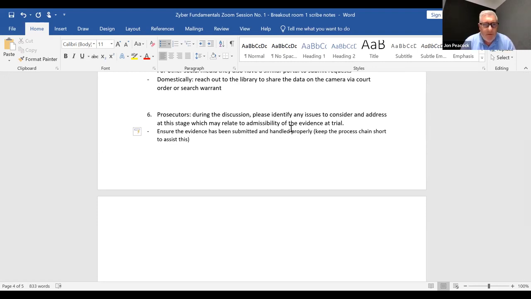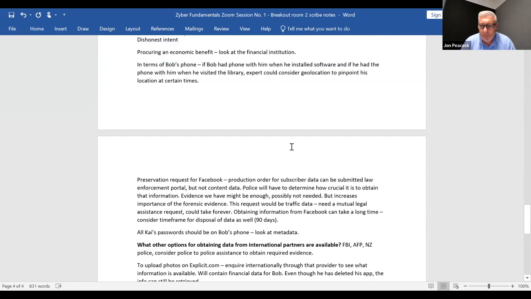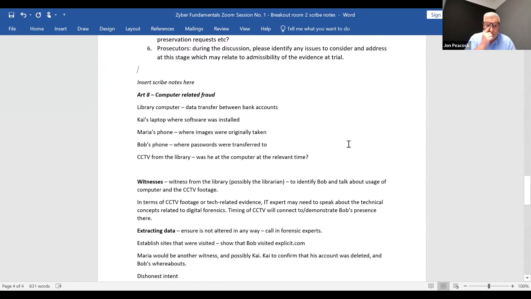Group 2, can we have someone feed back to the wider group their findings? Sorry, my notes are a lot messier than Mariana's very neat ones. But I will just note that in the interest of time, the group decided to go with fleshing out Article 8 on computer-related fraud. But I might ask somebody from the group to give an overview of how the discussion went.